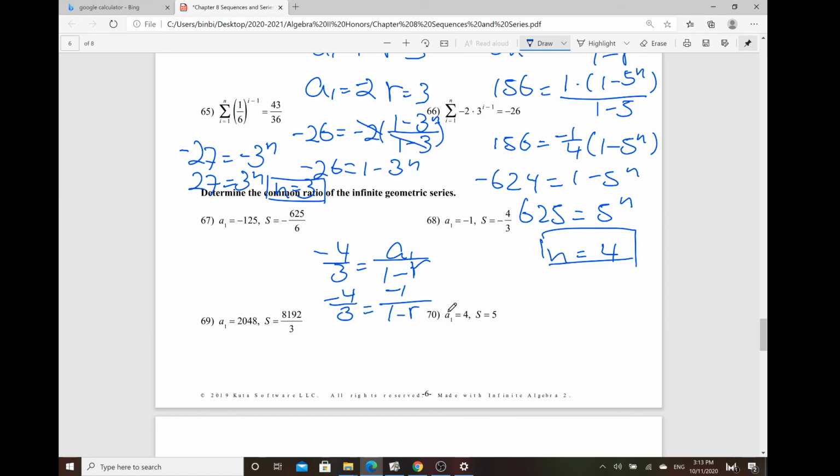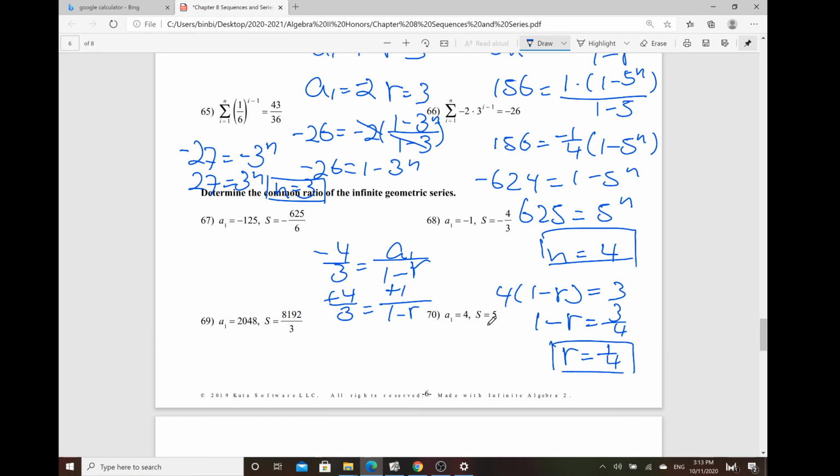So this one, cross multiply. Negative, negative got canceled out, so it turns out positive. So 4 times the quantity 1 minus r equals 3. Another way you can do it besides distributing that 4 here, divide by 3 first, so 1 minus r equals 3/4. So that means r equals 1/4.